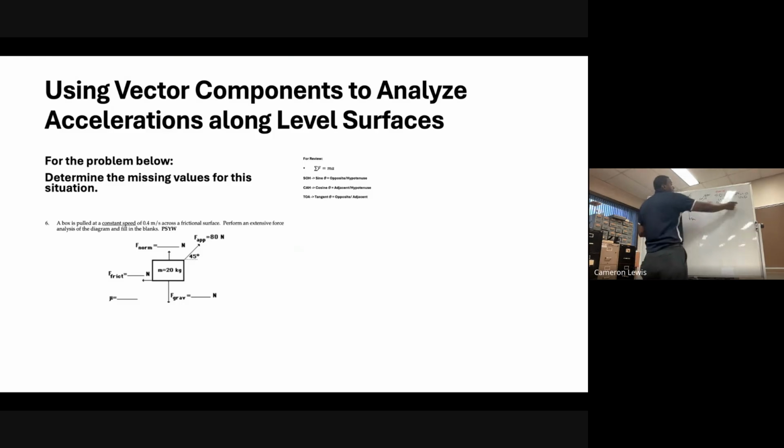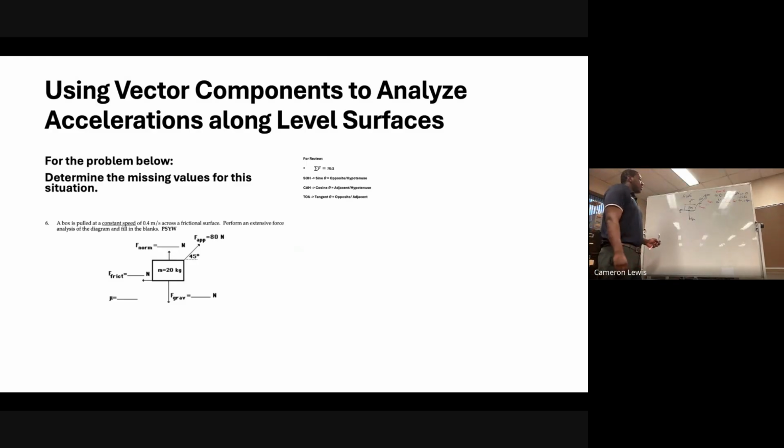Then if I do my up and my down, let me list all the up ones. On the bottom, I have gravity. And then I have F norm plus the F applied Y. So let's see how I can find all of these.